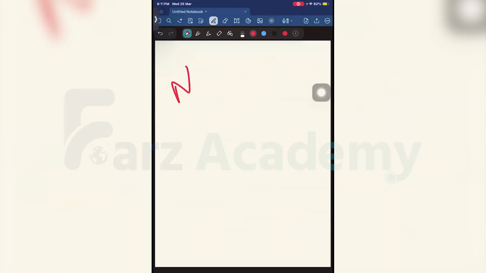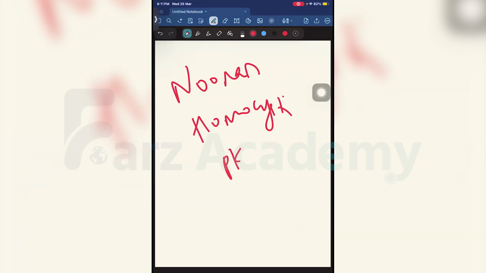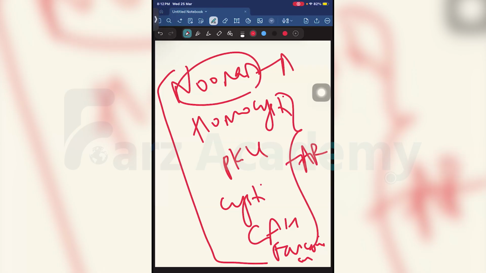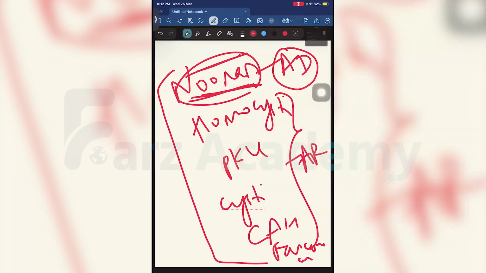Now tell me, I write these few options here: Noonan, homocystinuria, phenylketonuria, cystinuria, CAH and Fanconi's anemia. Tell me out of these, which is autosomal dominant? CAH? No. So these are all autosomal recessive. Noonan is autosomal dominant. Please don't confuse it with Turner, thinking it is X-linked and only females or only males are affected. It's autosomal dominant, so both males and females have an equal chance of getting Noonan syndrome. That is why this question.